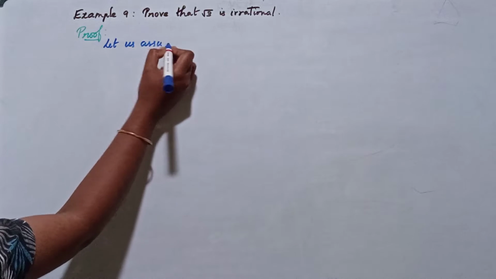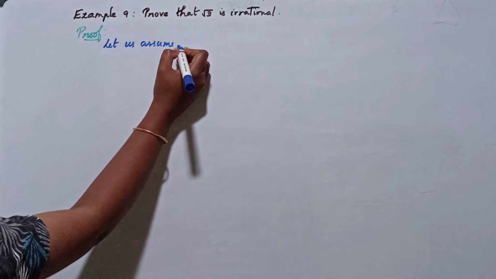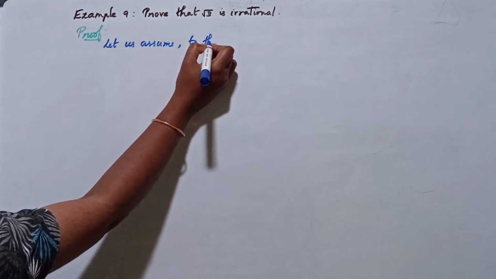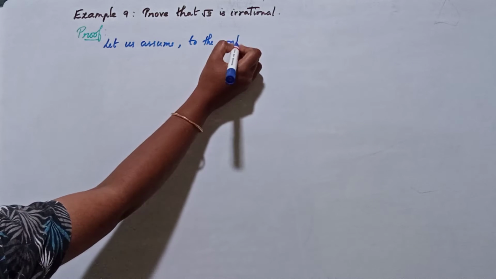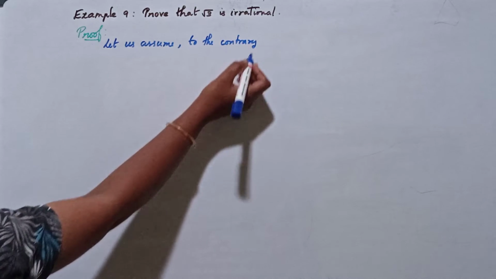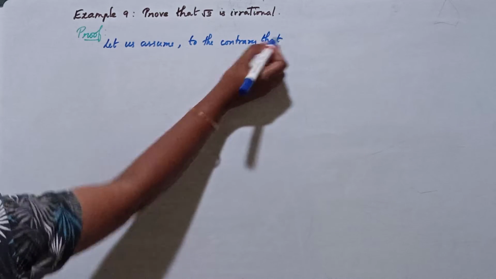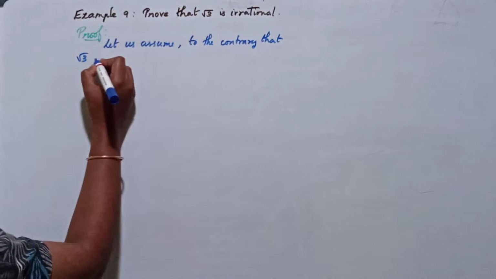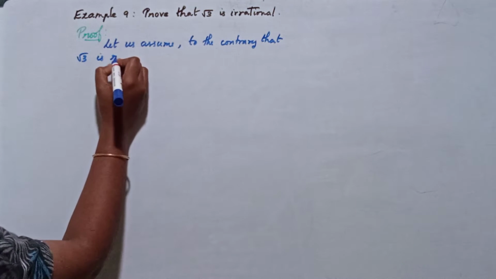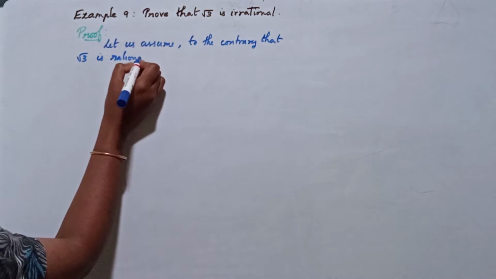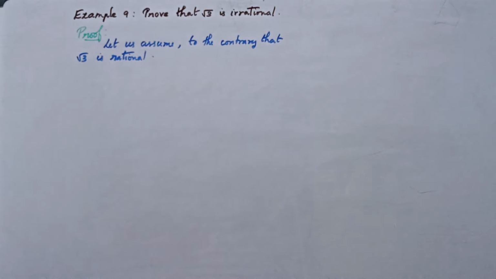Let us assume to the contrary that square root of 3 is rational. Okay, I told you, right, we are going to prove by contradiction. So we are assuming, that means we are thinking or imagining that the square root of 3 is rational.